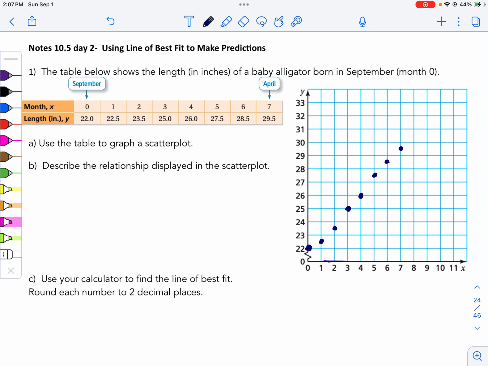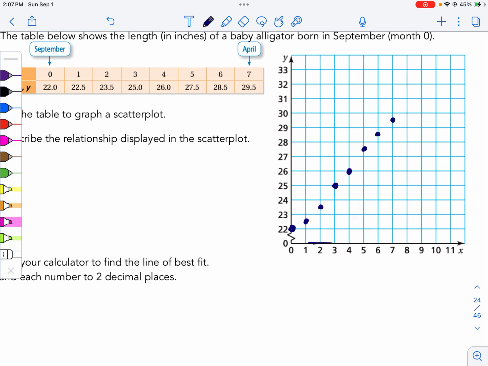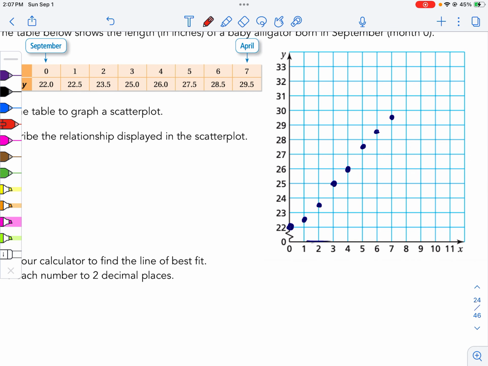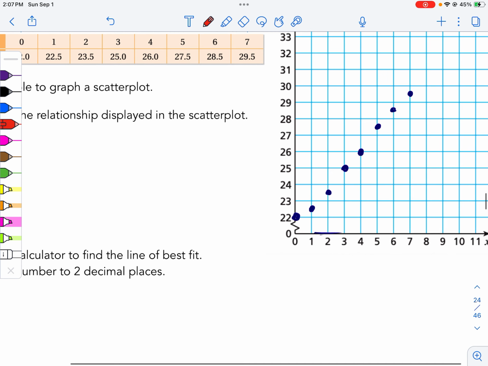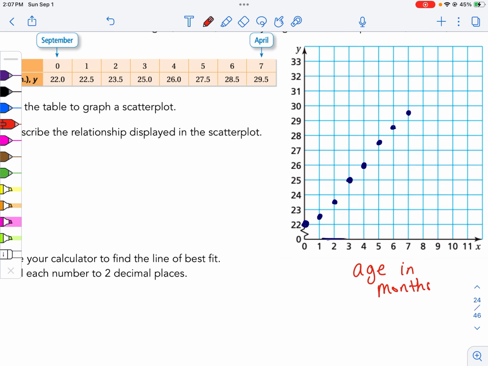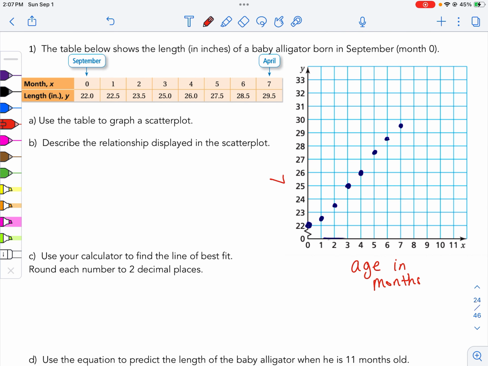All right, so the next question says, describe the relationship displayed in the scatter plot. So one of the things that we didn't do that we need to do is label this graph. So we could say that the x values were the age in months. And then the y values, we can just call that the length. And that length was measured in inches. So the y values are inches.